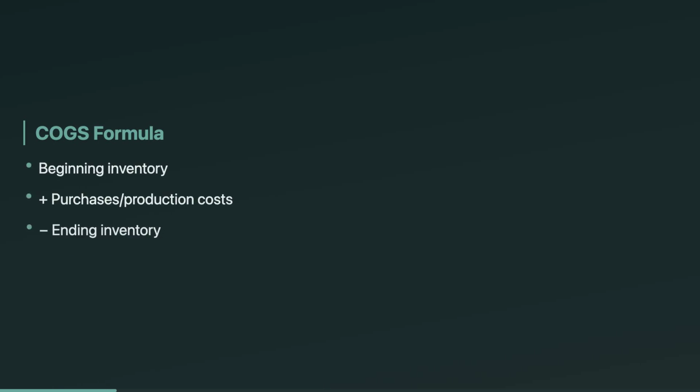COGS is how you get from gross receipts to gross profit. On the EA exam, they'll test the simple formula and then hide what belongs in it. Start with beginning inventory, add purchases and production costs, subtract ending inventory. The key idea is matching. Inventory costs sit on the balance sheet until the goods are sold, then they flow through COGS.